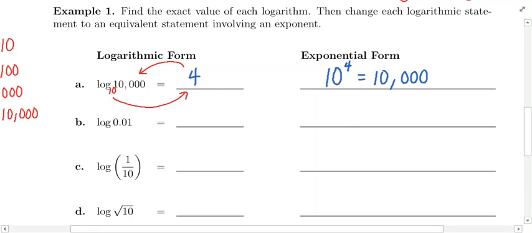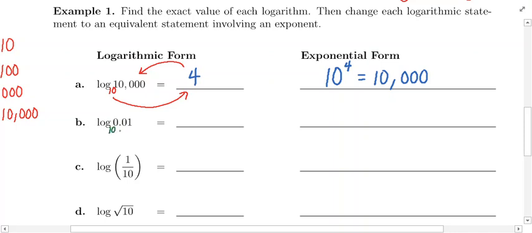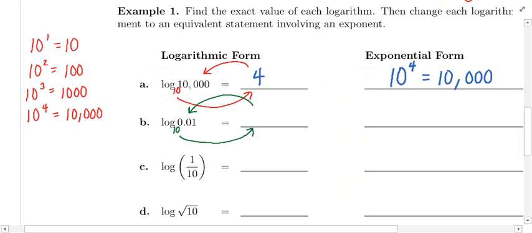Log of 0.01. Again, that's going to be a number. The base is understood to be 10. 10 to what power is going to give you 0.01? Well, we've already written down some of the powers of 10. Notice that positive powers do not work. We're actually wanting to get a decimal as the answer here. So if we try negative powers, watch what happens.